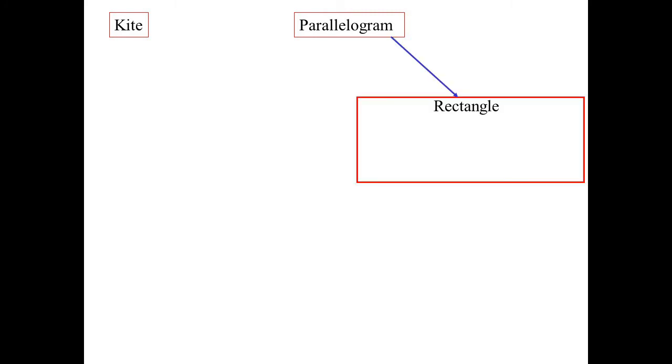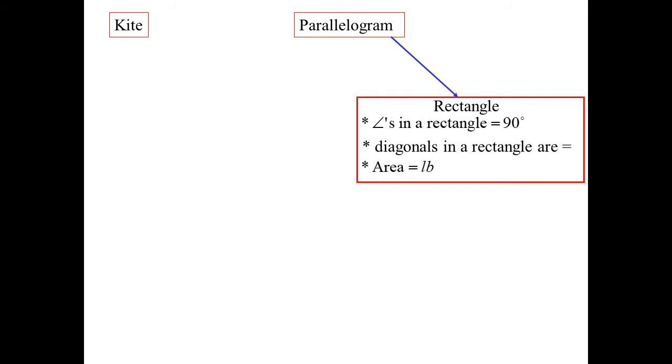Now, kite and parallelogram. So parallelogram are going to branch off to rectangle. So what additional information have we got? Well, the angles now become 90 degrees in the shape. Now the diagonals become equal. And length times breadth is our area formula.